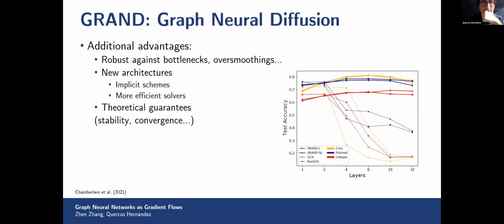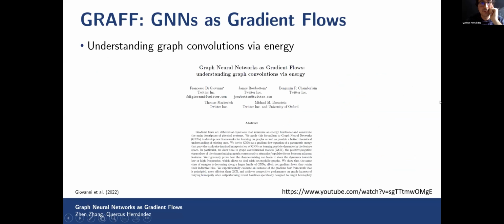Yeah, here. Okay, so now Zhen will explain the GRAFF paper, which instead of treating graph neural network training as a partial differential equation, interprets it as a gradient flow. So it's an energy-based algorithm, say.